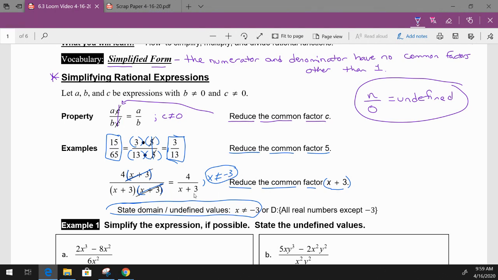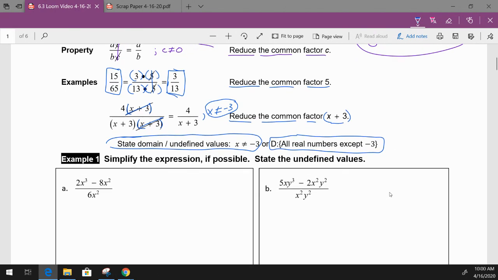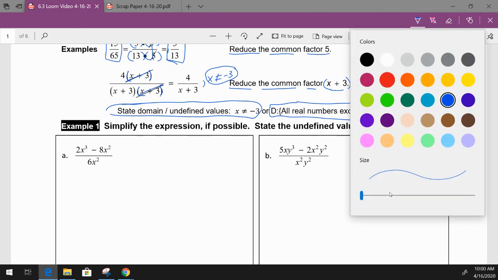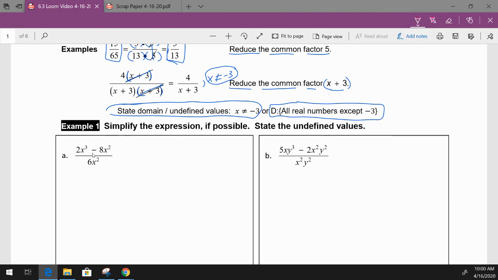-3 plus 3 would make the denominator equal to 0, which is why x cannot equal -3, or else the fraction will be undefined. If you're asked to define the domain, this is one way to do it, saying the domain, or D, is the set of all real numbers except -3. And again, domain is your x values. All right, so here are some examples of simplifying the expression, if possible, and stating the undefined values. For the first one, always, always, always factor first.